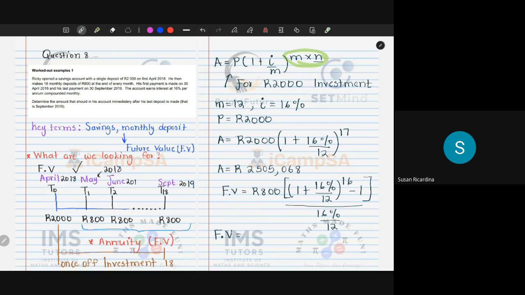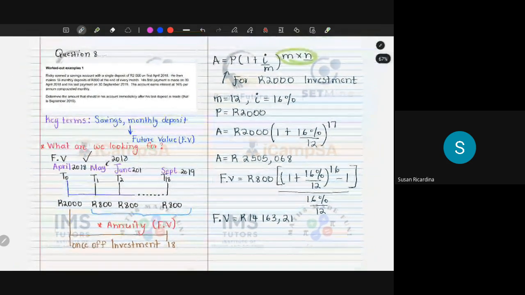What is the future value, guys? 14,163.21. So that is the future value. So now, guys, we can calculate the total amount which will be in his bank, isn't it? And that total amount will be the summation of the two. So it will be 2,505.068 plus this one here, 14,163.21. What do we get as the answer, guys?